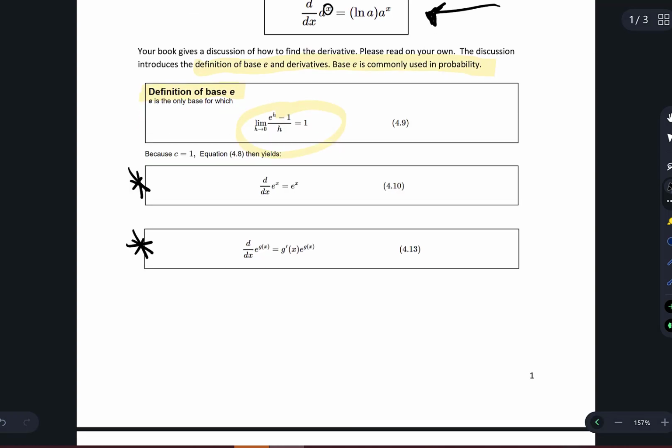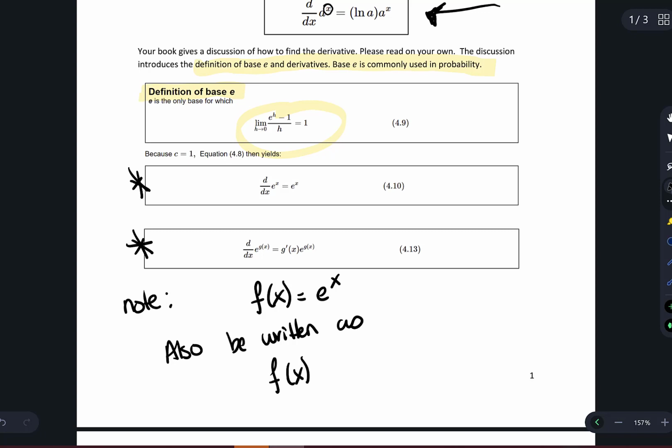And so one thing to note is that when we write f of x is equal to e to the x, that can also be written as f of x is equal to exp x. And so here, this is the exponent function or exponential function.